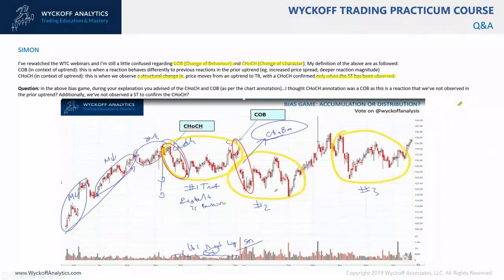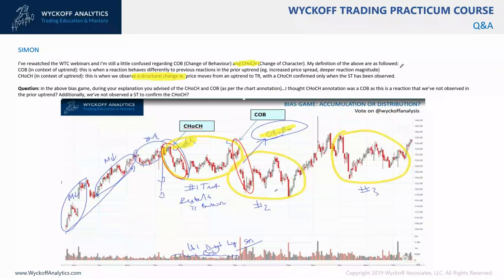Okay, yeah, I understand the question. And I kind of use it sometimes intermittently, but here I think it was important because I was identifying a change of behavior and I was talking about the change of character. A change of character is going to be a structural change. That's the main thing to remember. Again, how did change of character come about, versus a change of behavior?